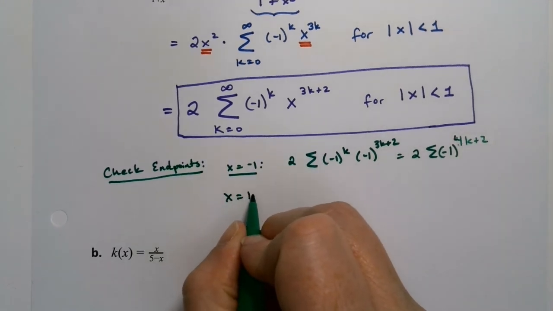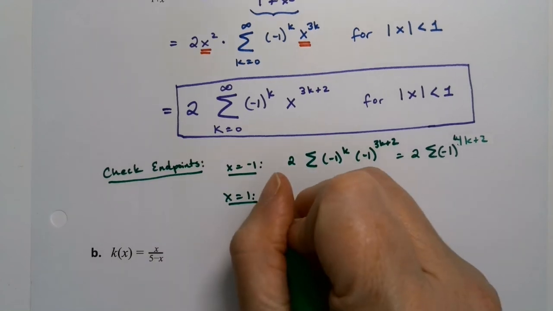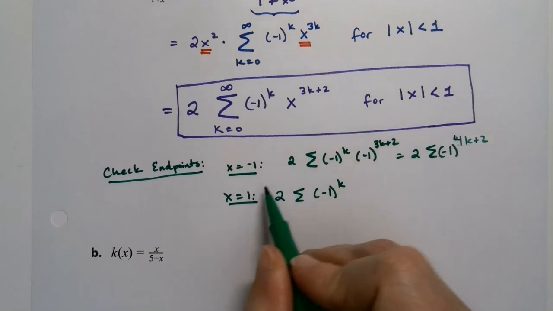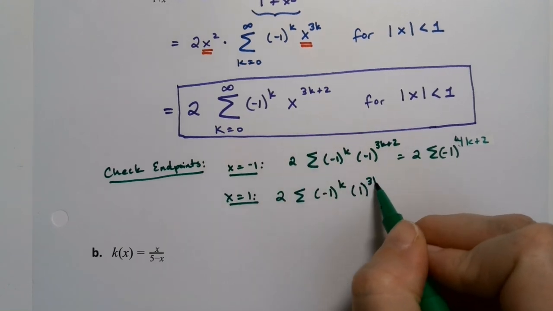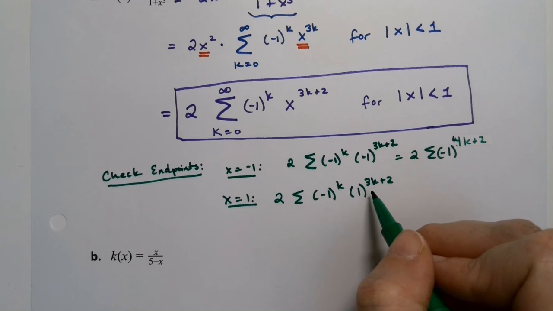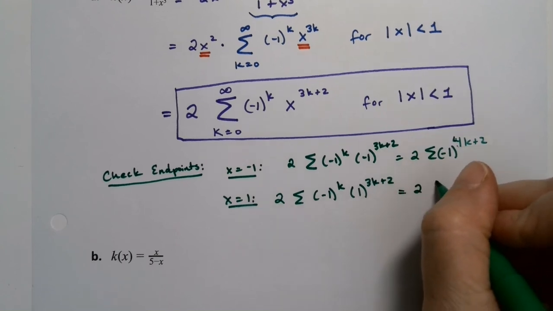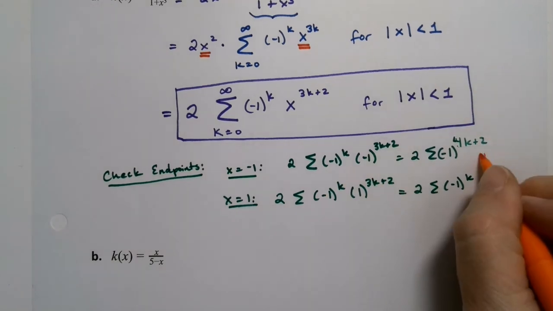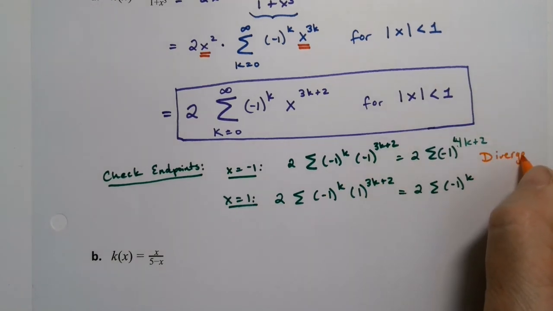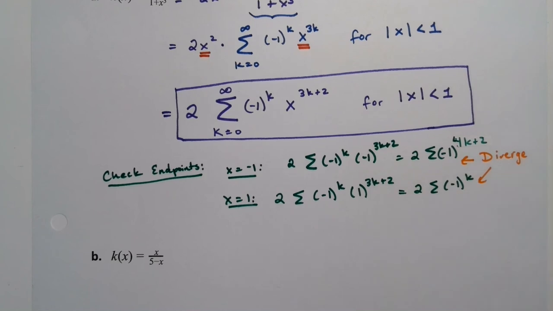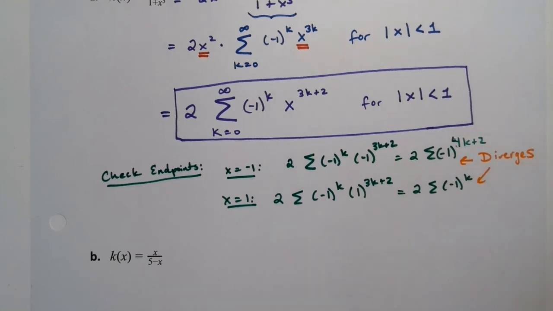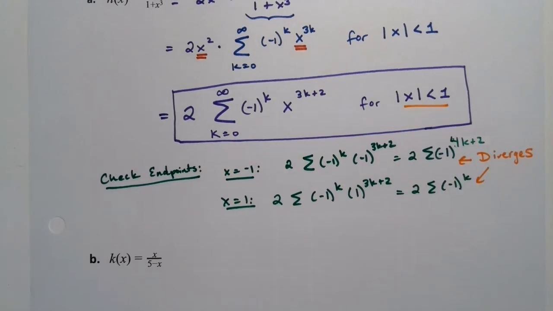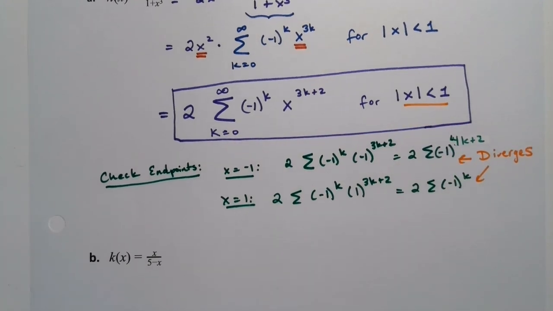And then x equals 1. I'll say diverges in just a second. It'll be 2, then negative 1 to the k, and then 1 to the 3k plus 2. But 1 to the 3k plus 2 is always 1. So this is really 2 times the series of negative 1 to the k. Both of these diverge. So we're done, right? This actually is the correct interval, with no less than or equal to's.